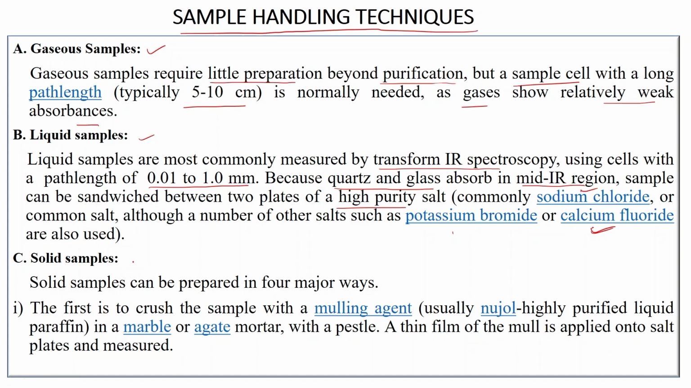Now if you have a solid sample, it can be prepared in four ways. First is by crushing the sample with a mulling agent, usually Nujol, which is highly purified liquid paraffin, in a marble or agate mortar with a pestle. A thin film of the mull is then applied onto the salt plates and measured. This is the first way.